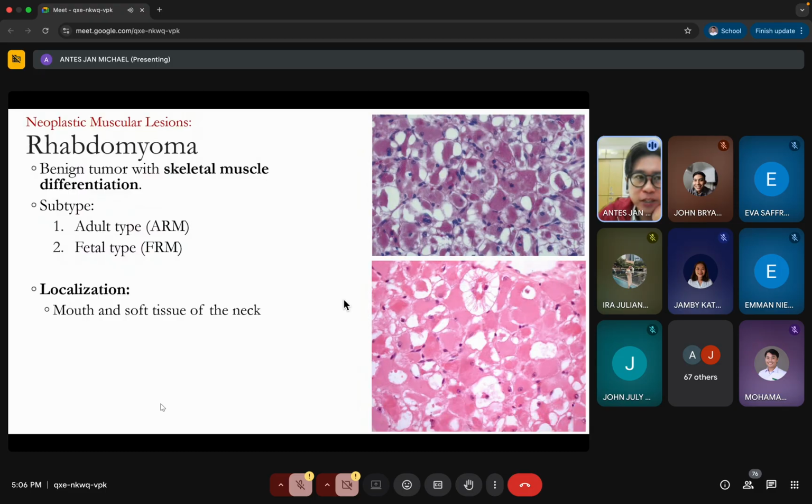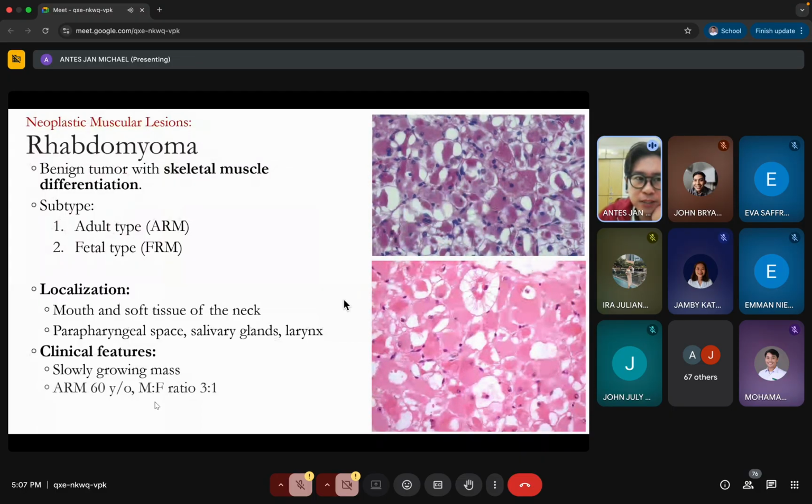The localization, regardless of its subtype, is the mouth and the soft tissue of the neck, salivary glands, larynx, and also certain parts where there are the muscles of mastication. Clinical features is a slowly growing mass. Okay, ARM is seen at 60 years old. That's why it's an adult ARM.